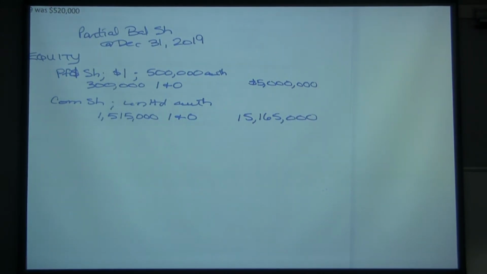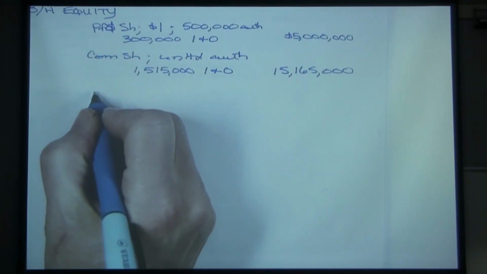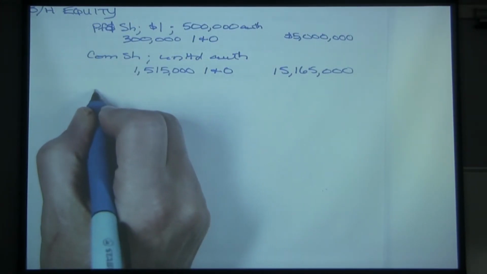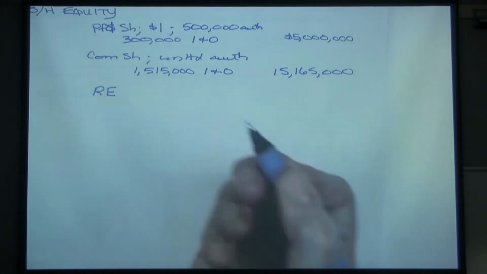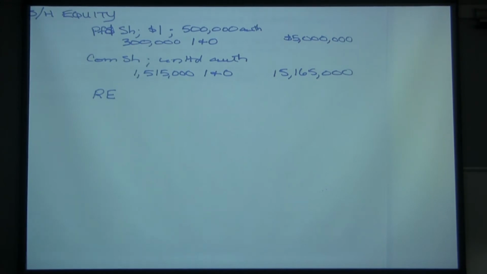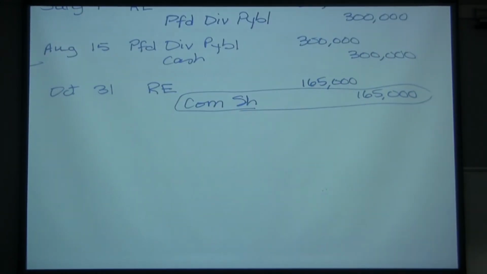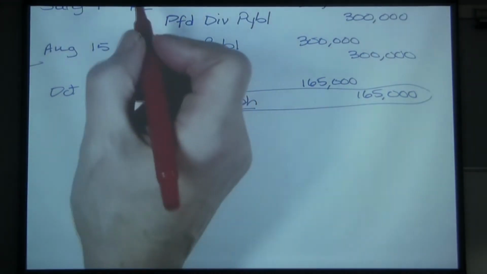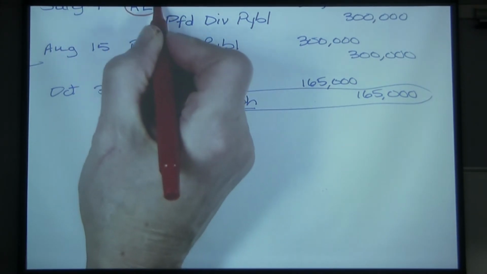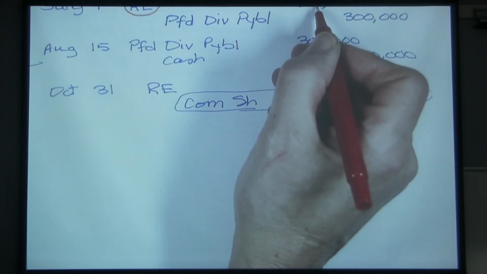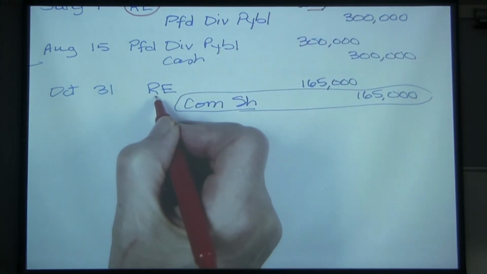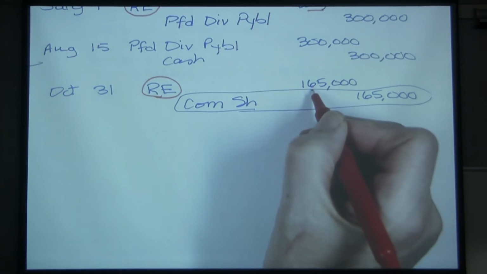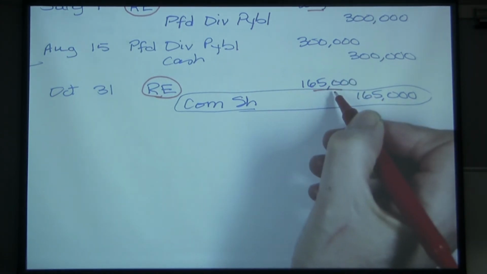Okay, so what about our retained earnings? For retained earnings, we need to look at a couple of things. We need to do a little side calculation here. So I want to point out a few things with retained earnings. Retained earnings during the year has gone down by the amount of the preferred dividend, 300,000, and it's also gone down by the amount of the stock dividend, 165,000.